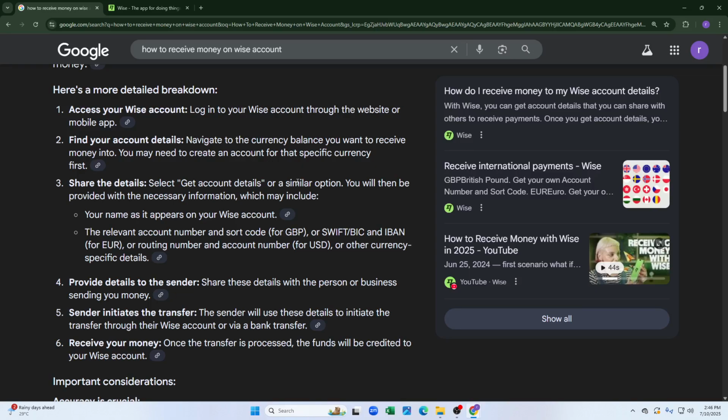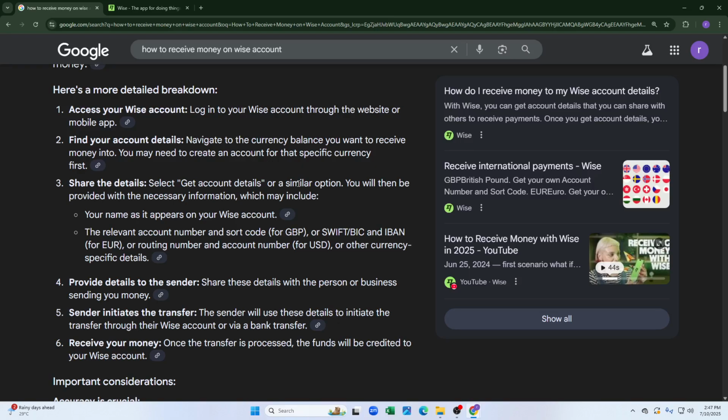You will then be provided with the necessary information, which may include your name as it appears on your Wise account, and the relevant account number and sort code for GBP, or SWIFT/BIC and IBAN for Euro, or routing number and account number for USD, or other currency specific details. And after that you can provide details to the sender.